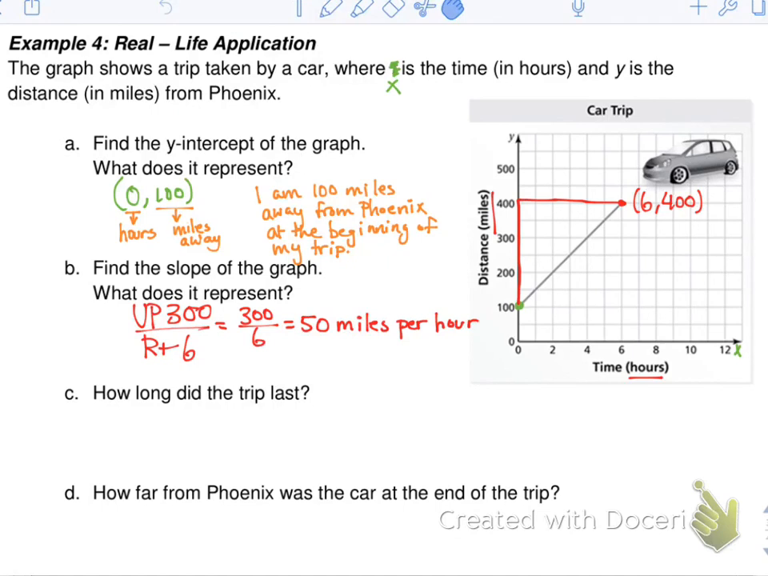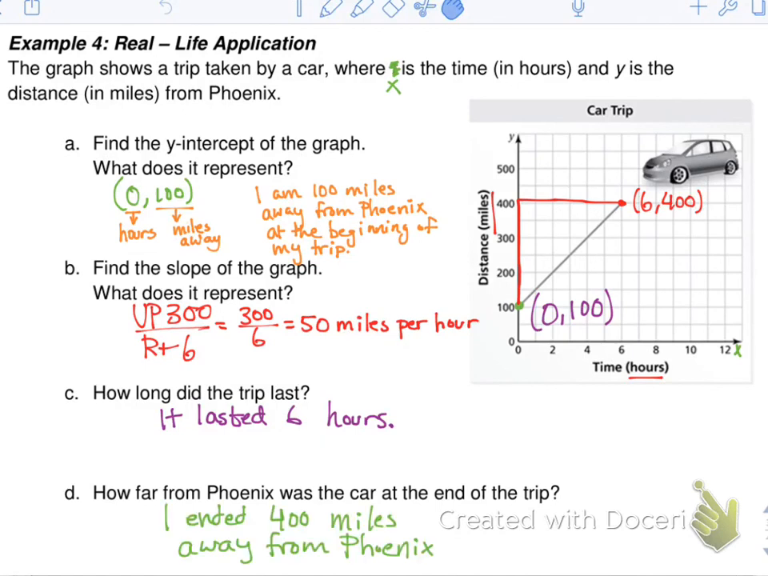Question C says, how long did the trip last? Well, it seems like my line kind of stops here. So, if I started at 0 hours and then I ended at 6 hours, it lasted 6 hours. And then it says, how far from Phoenix was the car at the end of the trip? So if you think about it, in 6 hours, I am now 400 miles away. So I'm 400 miles away from Phoenix, so I'm driving away from Phoenix.